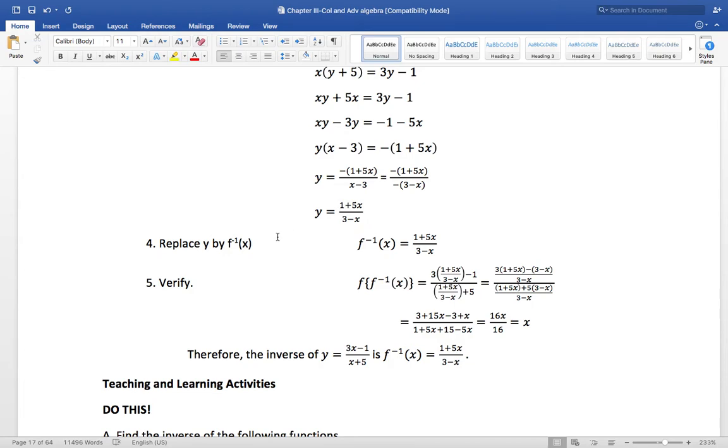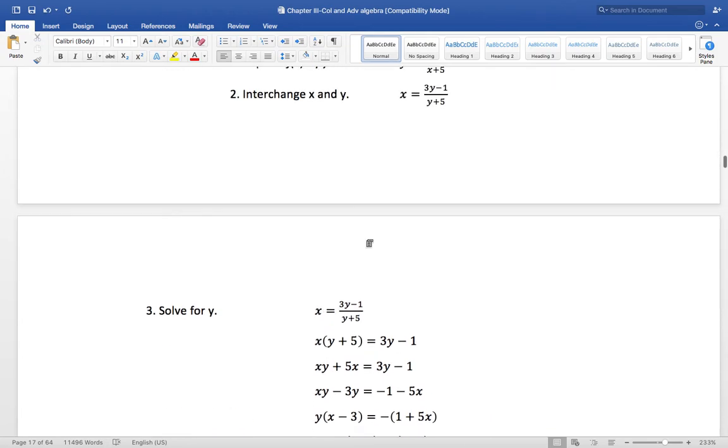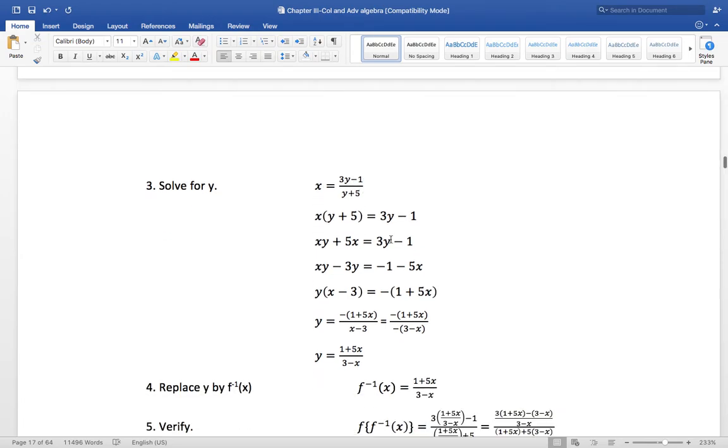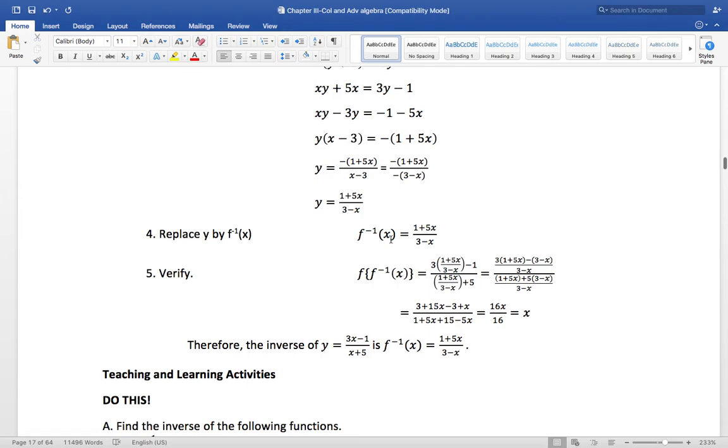Now to check if this is really equal to x, we replace y by f of negative 1 of x. But what is f of negative 1 of x? That's the original function actually. Okay, your original function, our f here, f of negative 1 is the original function. What's the original function? Ito, 3y minus 1 over y plus 5. Tama ba tayo? Okay.